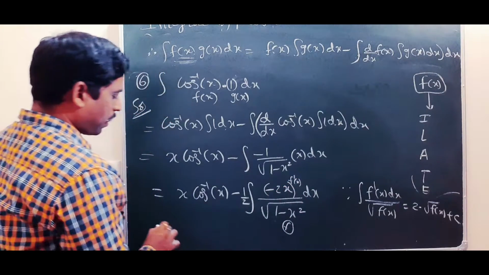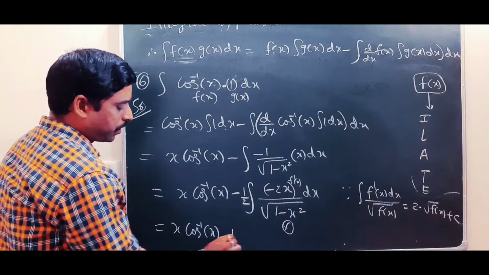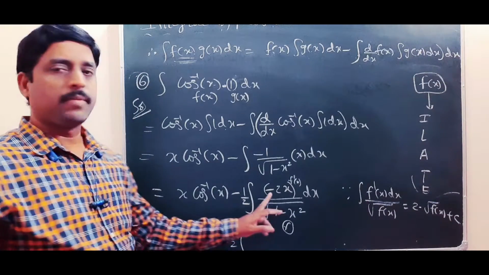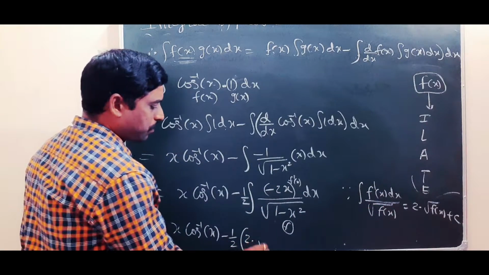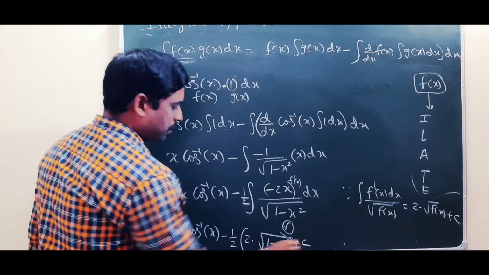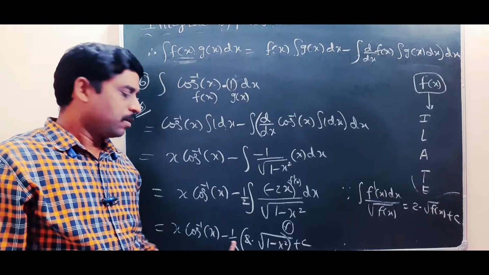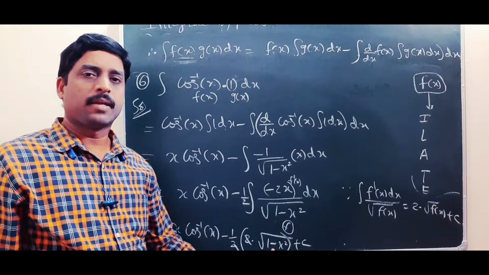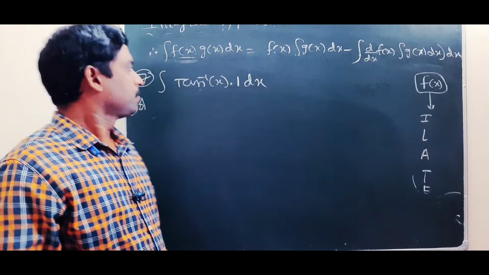Okay. So x cos inverse x minus 1 by 2 times of, this formula is 2 times of root f of x. So 2 times of root under f of x expression we should write 1 minus x square plus c. 2 get cancelled. What is the answer? X cos inverse x minus root under 1 minus x square plus c. Okay, look at the next question.